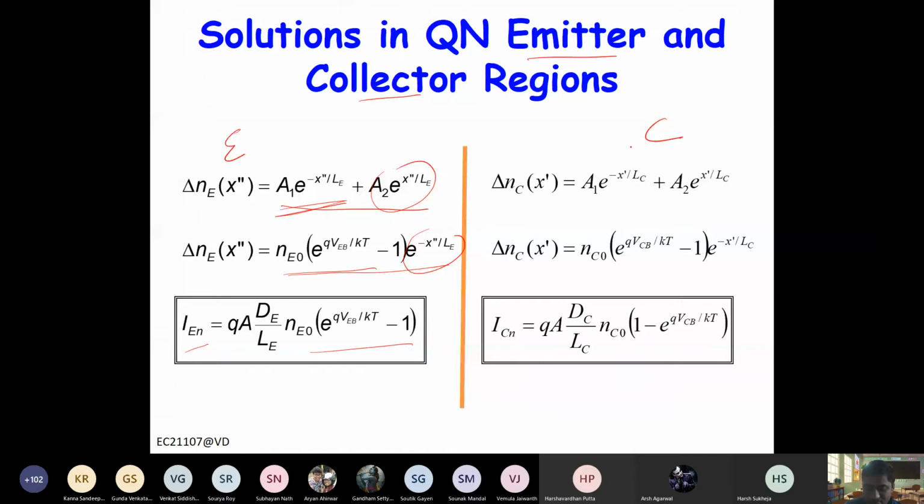Similarly for ICN, same thing here, 1 by LC, and the delta n at the junction, NC naught times 1 minus exponential Q VC by KT. So IEN and ICN we have obtained from the electrons injected into the emitter, or electrons extracted from the collector. For IEP and ICP, we will obtain from the holes in the base region.